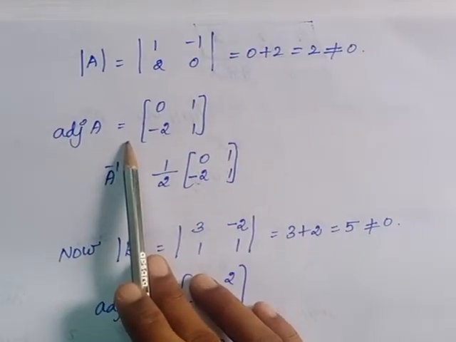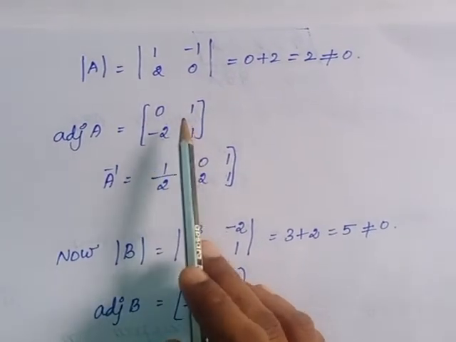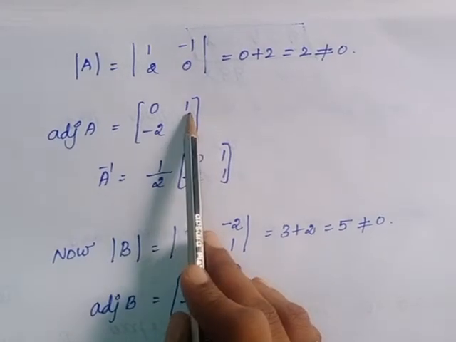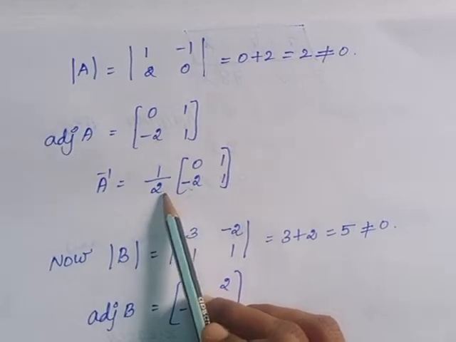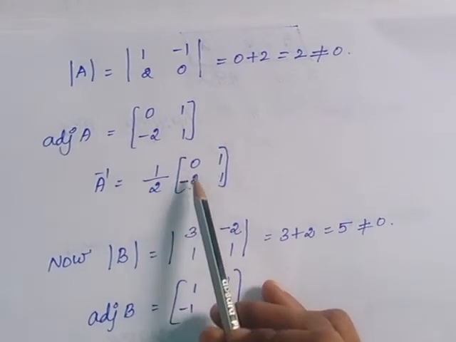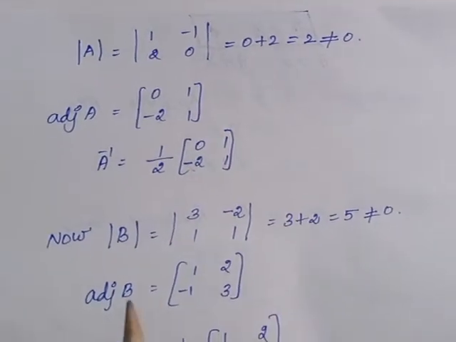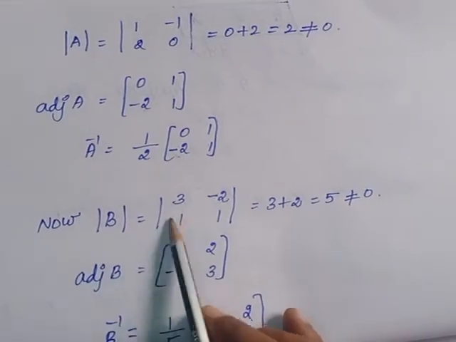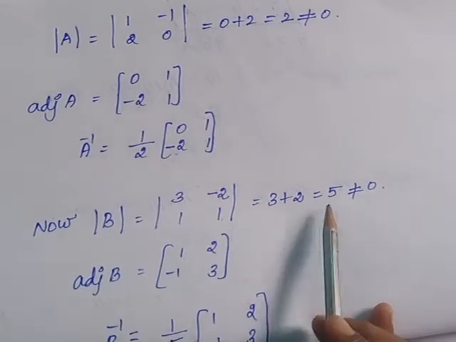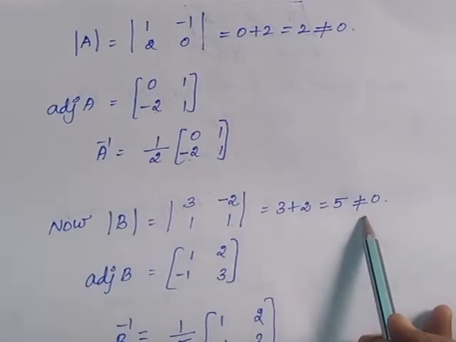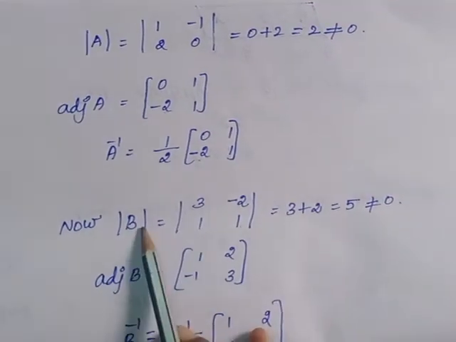Then adjoint A is obtained by interchanging the main diagonal elements and changing the sign of the off-diagonal elements. Then we get A inverse equal to 1 divided by determinant of A, which is 2, times the adjoint A matrix. Now determinant of B: you just expand, 3 minus of minus is plus 2. We get the answer 5, which is not equal to 0. Then the matrix B is non-singular.